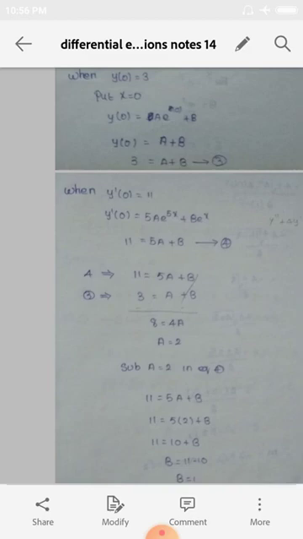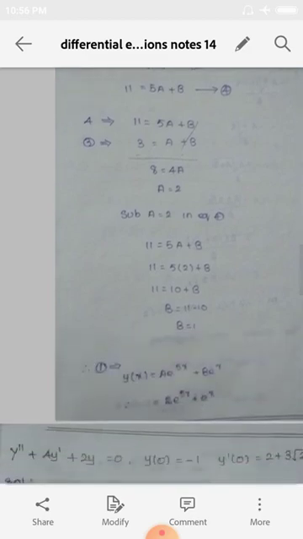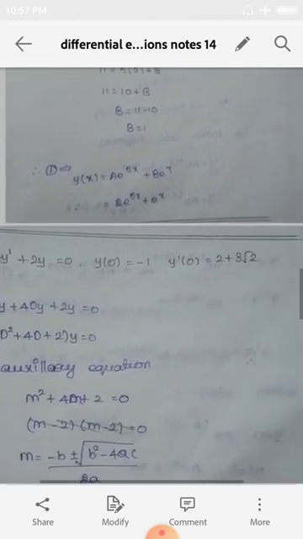Now solving equations 3 and 4, we get a is equal to 2 and b is equal to 1. So after finding a and b, substitute the values of a and b in the first equation. We get the initial value problem solution. That is y of x is nothing but 2 into e power 5x plus e power x. Right. See the next one.